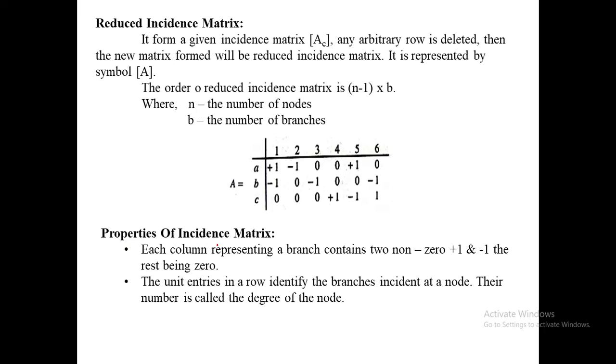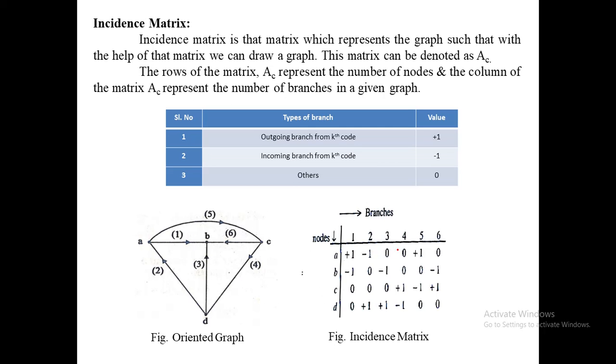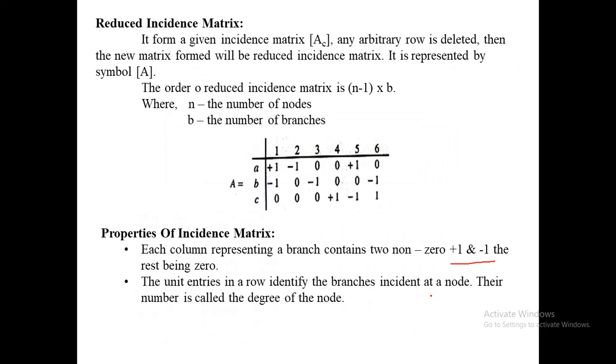Next, properties of the incidence matrix. Each column representing a branch contains 2 non-zero entries, +1 and -1, the rest being 0. Here we know that this column contains only 2 values, +1 and -1. In this incidence matrix, each column has only 2 values. This is a property of the incidence matrix.